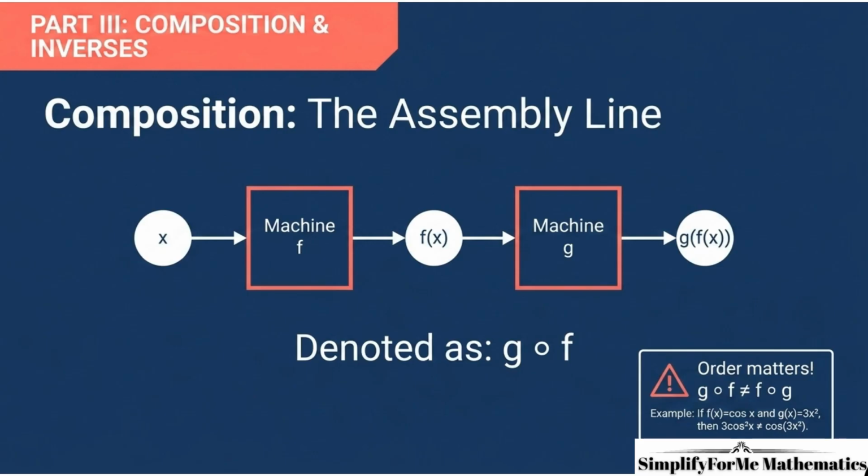Think of composition of functions like an assembly line. One function works first, and its output becomes the input for the next function. For example, we first apply function f to x, and then apply function g to the result. This is written as g(f(x)), or g ∘ f. The order is very important here. Changing the order gives a completely different result.